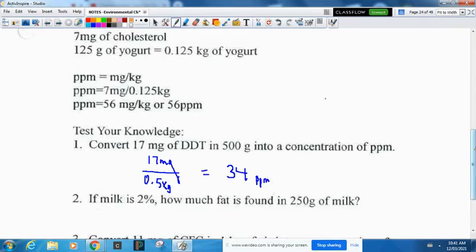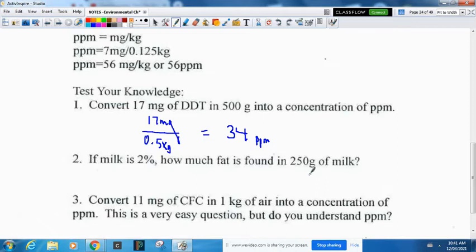2% milk, how much fat is there in 250 grams? So that would be, set up a ratio, or 0.02 times 250. The answer turns out to be 5 grams.